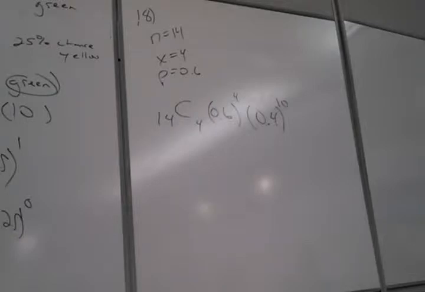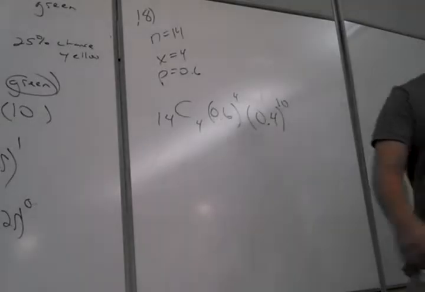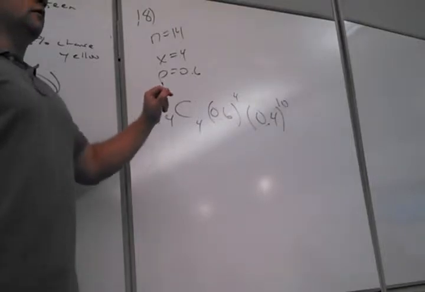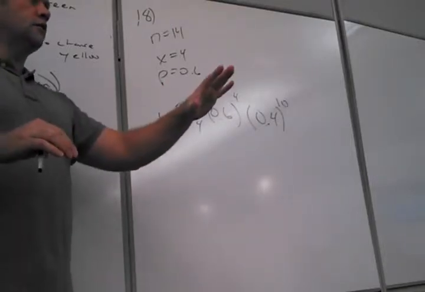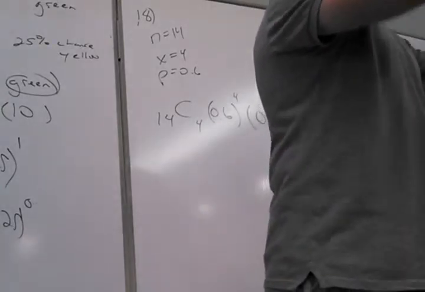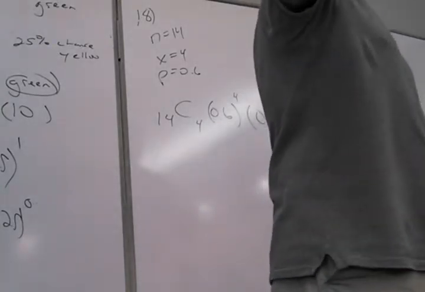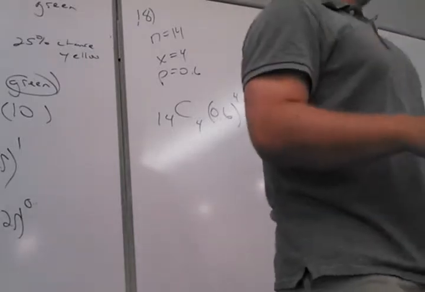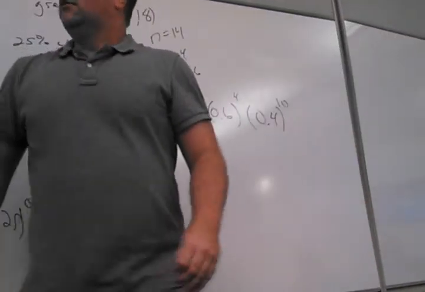It actually stands for combinations, but I call it choose, because that's really what it is. It's how many ways you can choose so much. So how many ways can you choose 4 from 14? Does that make sense? So if I had 14 students right here, how many ways could I choose 4 of you at a time? That actually becomes a really pretty big number, because it could be the first 4, the last 4, the first 1, the last 3, the middle 3, and the last, you know, all this.